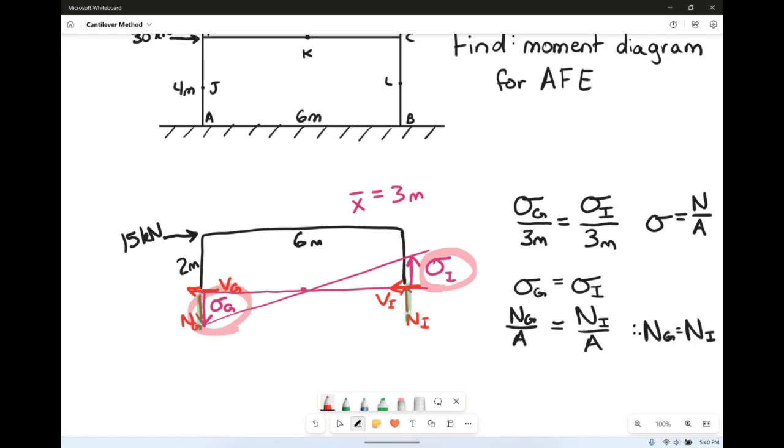So in order to isolate it, what we're going to do is take a moment about a point that's going to cancel 3 of the 4 of these. So our shears are both going in the horizontal direction. Both of them, though, are 2 meters down. And if we take a moment about a point where one of these normal forces is, then it'll cancel that. So we're going to go over here and take a moment about this point. We'll call it P.